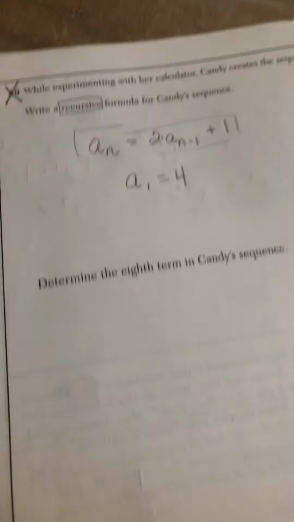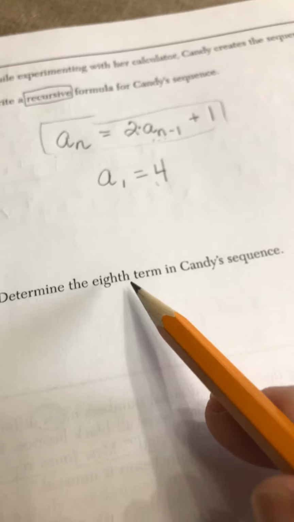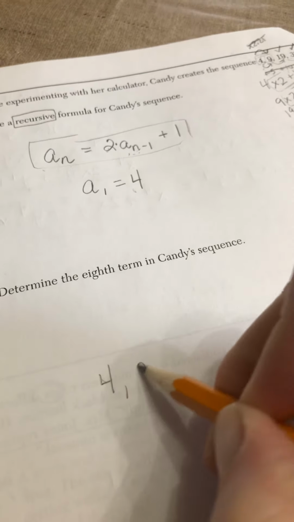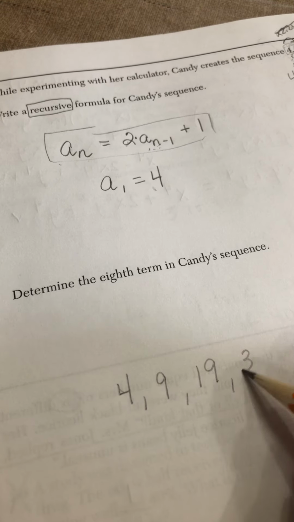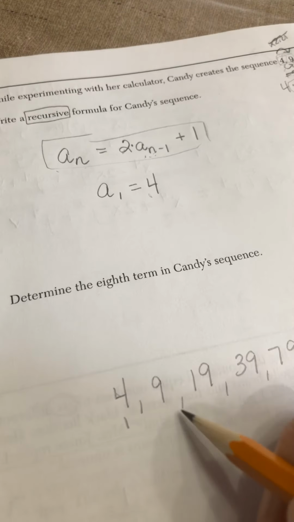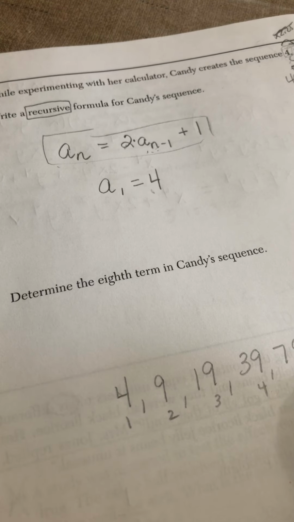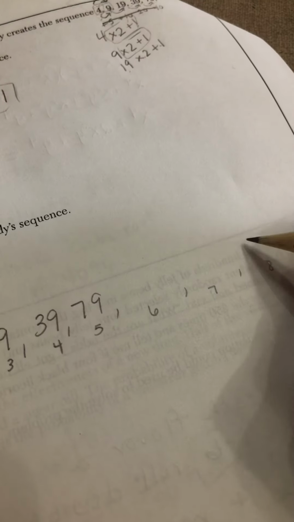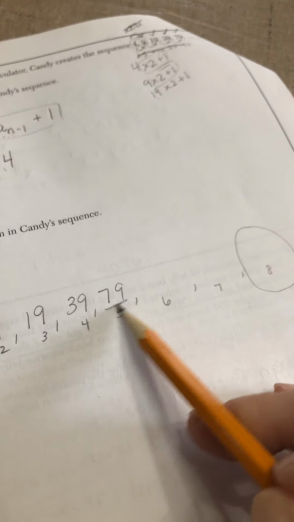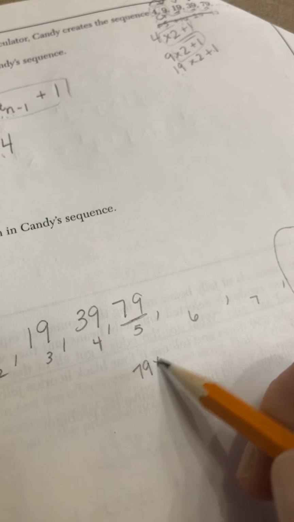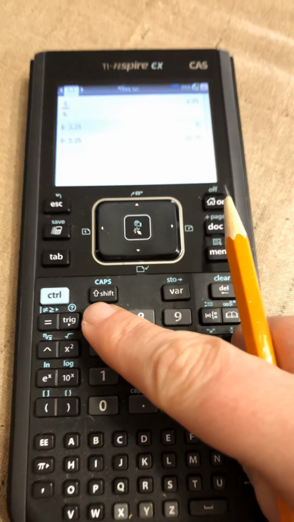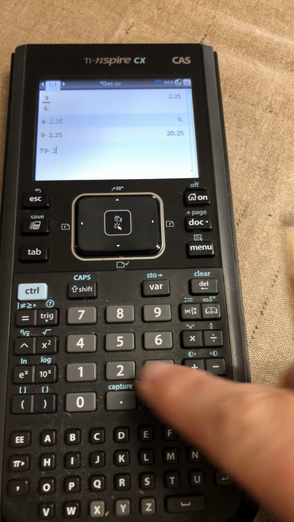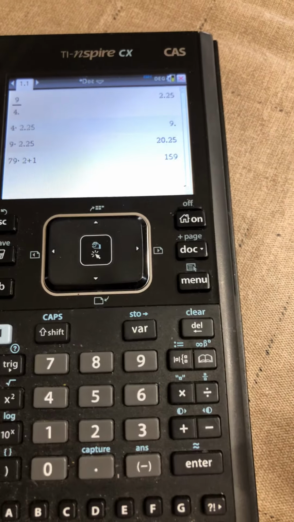Now that I know this pattern, times 2 plus 1, I want to determine the 8th term. It started 4, 9, 19, 39, 79. So that's the 1, 2, 3, 4, 5. I've got to find the 6th, the 7th, the 8th. How do I find it? I take whatever number I have, 79, times 2 plus 1. Game on. 79 times 2 plus 1. The next number is 159.